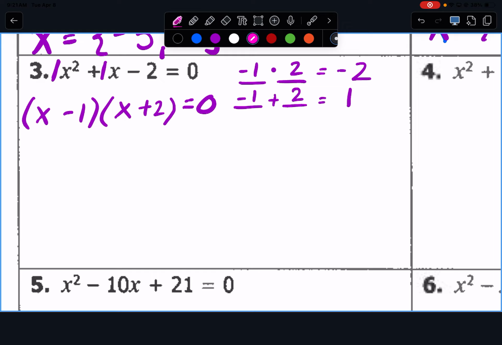It doesn't matter the order you do. Now we split it into 2 pieces. So we do x minus 1 equals 0, and we do x plus 2 equals 0. I want y'all to solve both of those.